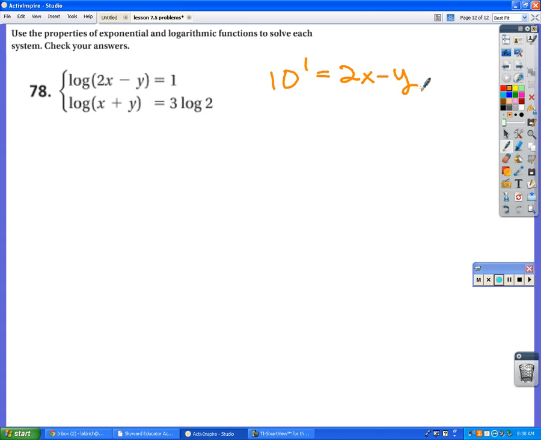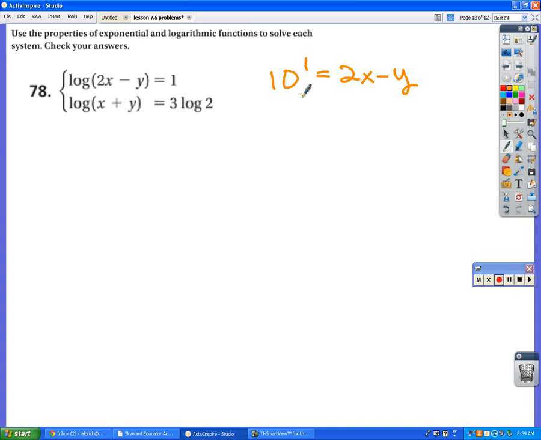Tony was asking about what problem that was. Number 69. They had a base 8 there. So if there is a specific number written there, then that's what you use as the base. But if there is none, then it's always going to be 10.